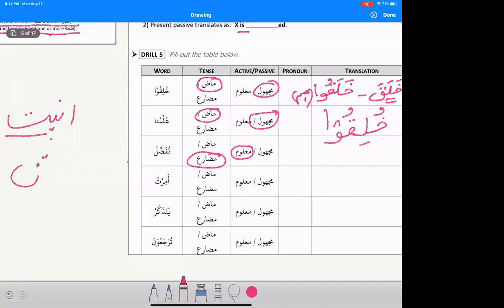And what else? So nufaddilu, we prefer. This is present tense, so we prefer.